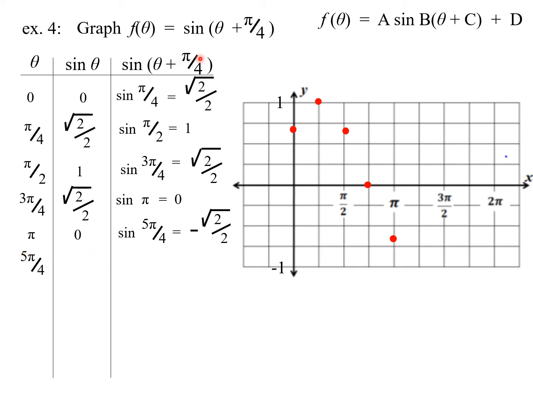5 pi over 4 plus pi over 4 is 6 pi over 4, or 3 pi over 2, and the sine of that is negative 1. For 3 pi over 2, add that to pi over 4, and we get 7 pi over 4, and the sine of that is negative root 2 over 2. At 7 pi over 4, 7 pi over 4 plus pi over 4 is 8 pi over 4, or 2 pi, and the sine of 2 pi is 0.